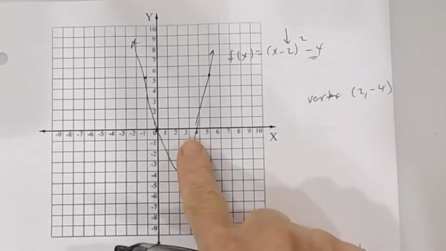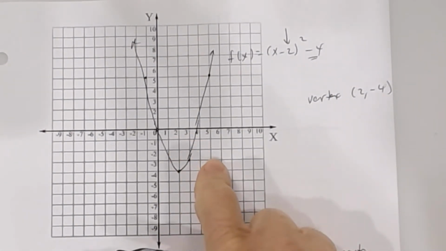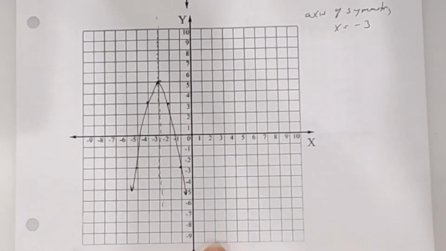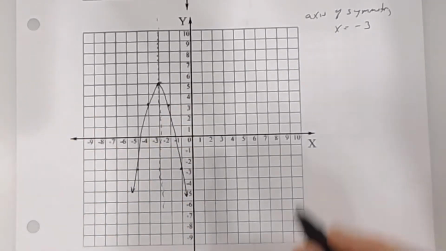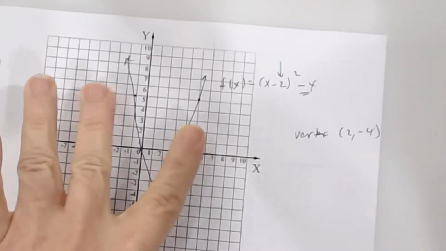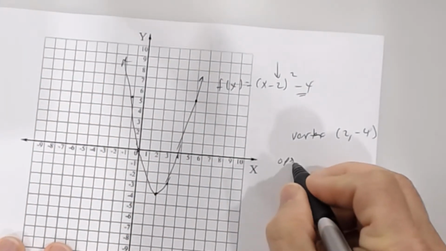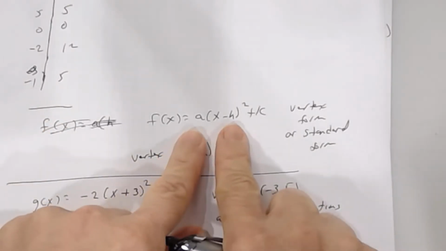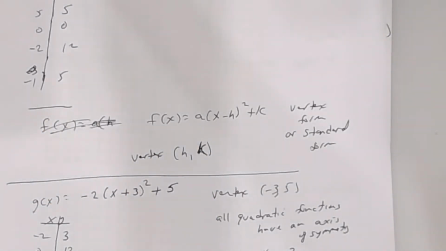The one we did a while ago, the parabola opened up. Over here, the parabola opened down. It's pointing down, so we say it opens down. Here, it's pointing up. We say it opens up. Now, let's go back to the vertex form here. So you may ask, well, how do you know from the function whether it opens up or down? It's very easy to determine.